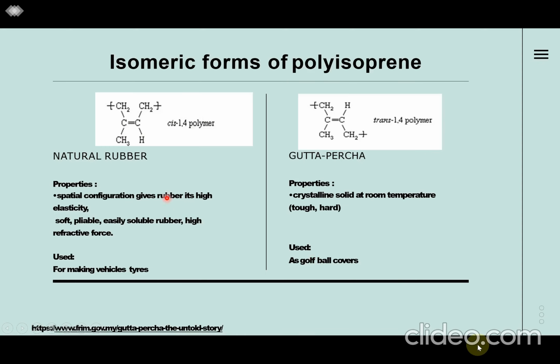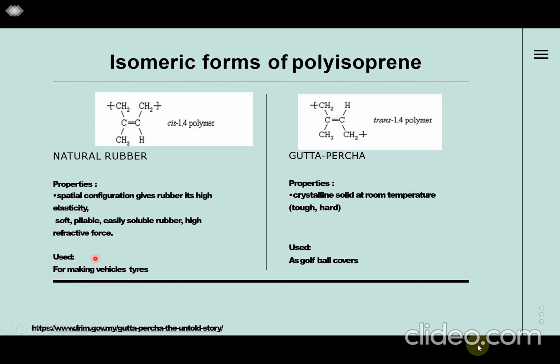Polyisoprene can possess two isomeric forms, which are cis-1,4-polyisoprene and trans-1,4-polyisoprene. You can see that, in the case of cis polymer, the methylene units can be found on the same side, while the trans polymer contains methylene units on opposite sides. Cis-1,4-polyisoprene can be found in natural rubber, while trans-1,4-polyisoprene can be found in a different species, which is gutta-percha. They exhibit different properties. As for cis polymer, its spatial configuration contributes to its high elasticity. Therefore, it is soft, pliable, easily soluble and has high refractive force.